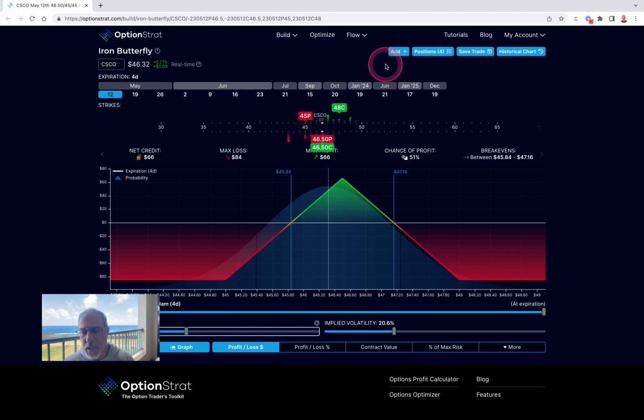I'd like to stick to some extent with standard options positions initially: verticals, condors, butterflies, things along those lines. We can of course branch out from there.